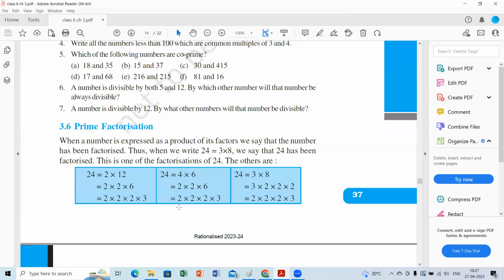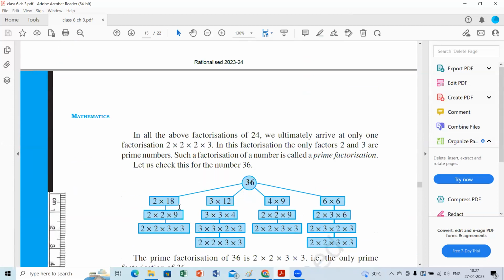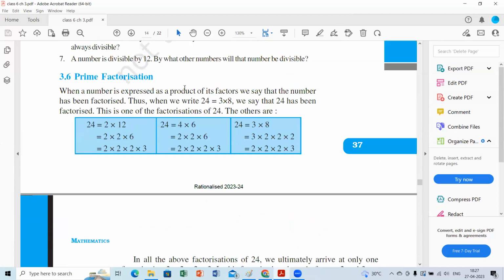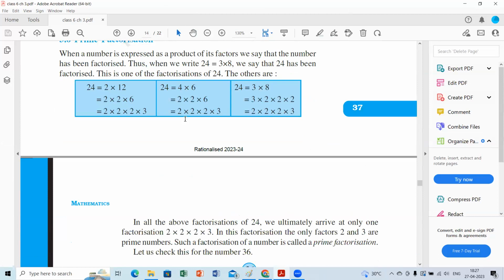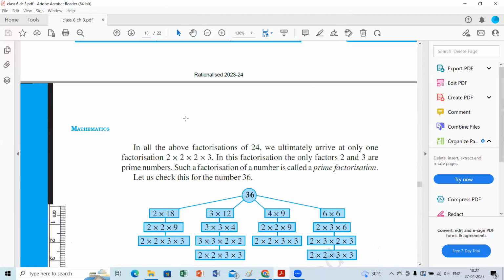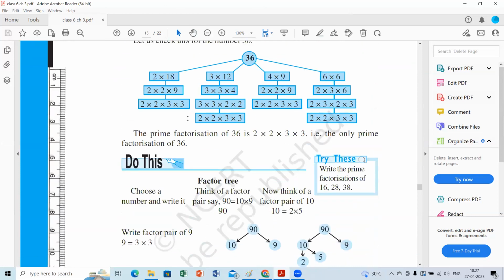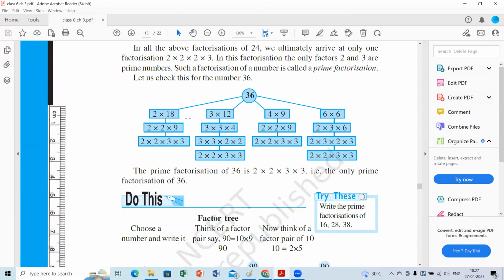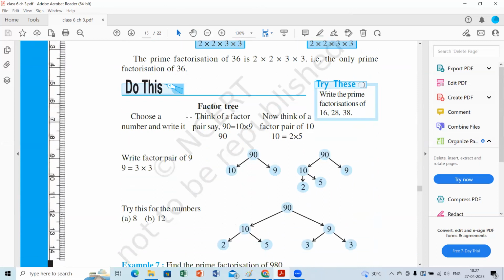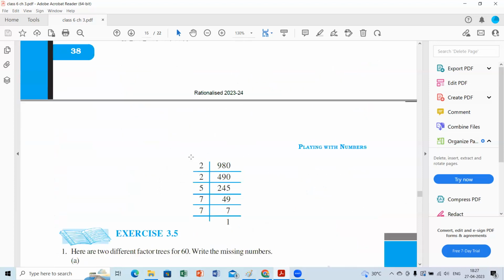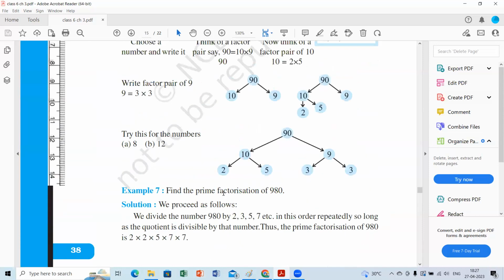Now, prime factorization. How to find prime factorization? It's very important, children. Prime factorization can be done in both methods. One is the long division method, another is the tree method. It's your wish, you can use either. This is the tree method, and this is the division method. Suppose we take the same number, 980.